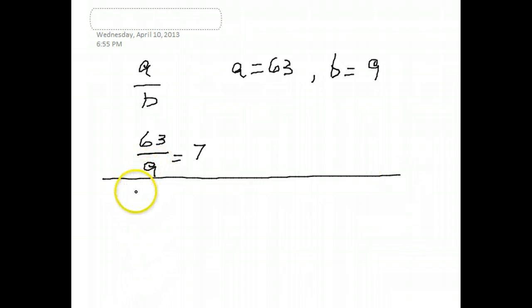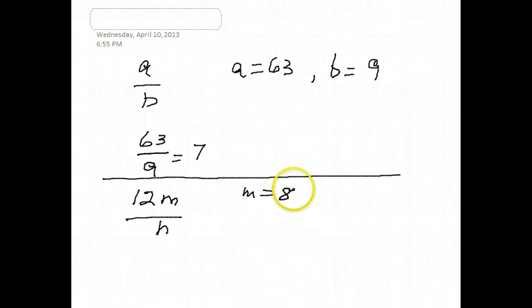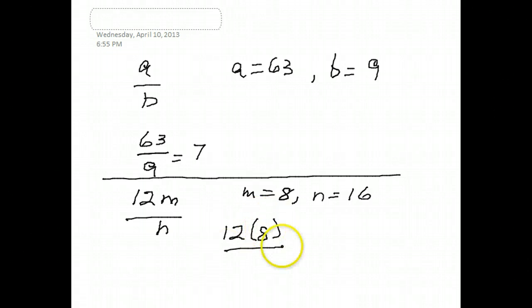Let's look at one that's a little bit more involved. So here we have 12m divided by n. And m is equal to 8 and n is equal to 16. So I replace m by 8 and n by 16. So I get 12. Now 12m means 12 multiplied by m, so I need to put the m in parentheses like this and divide that by 16.